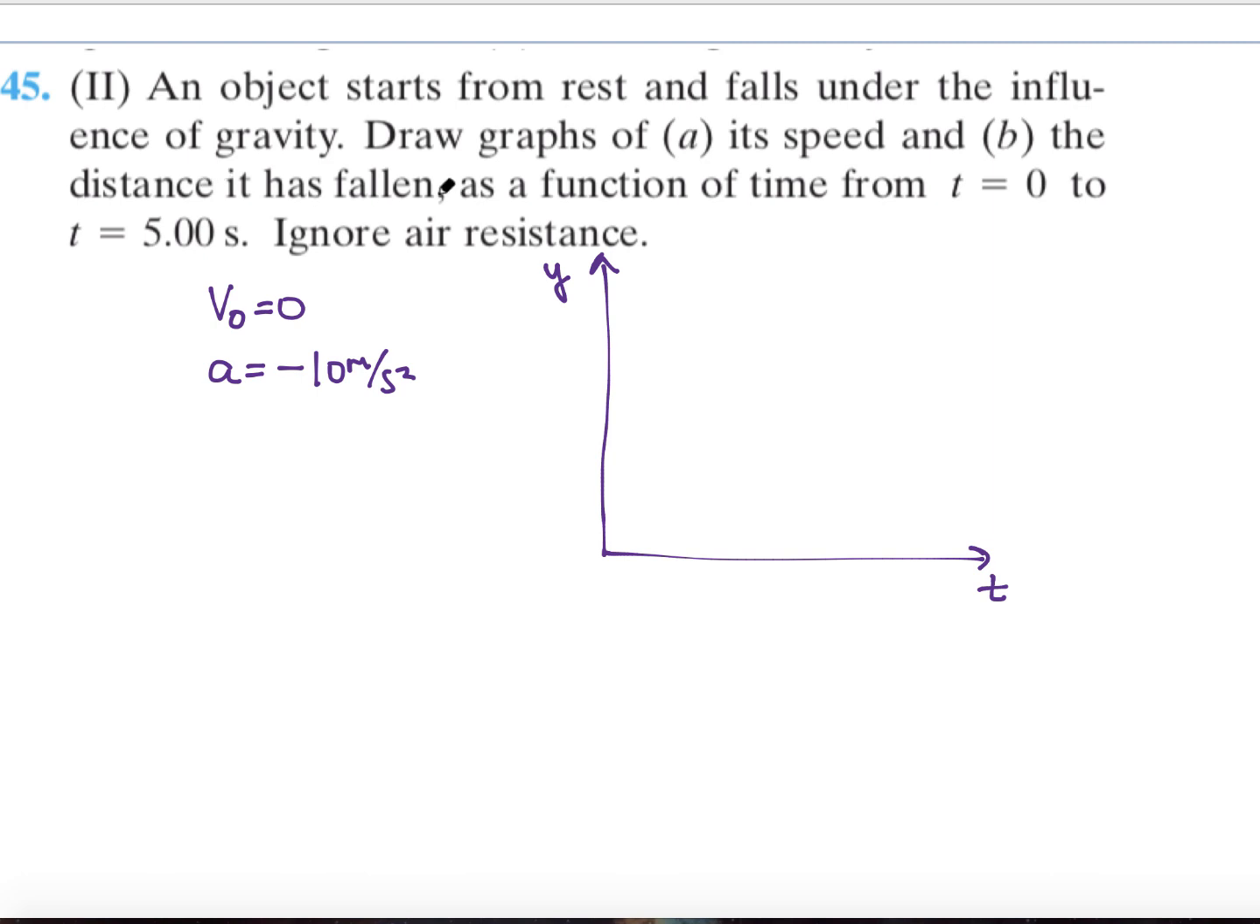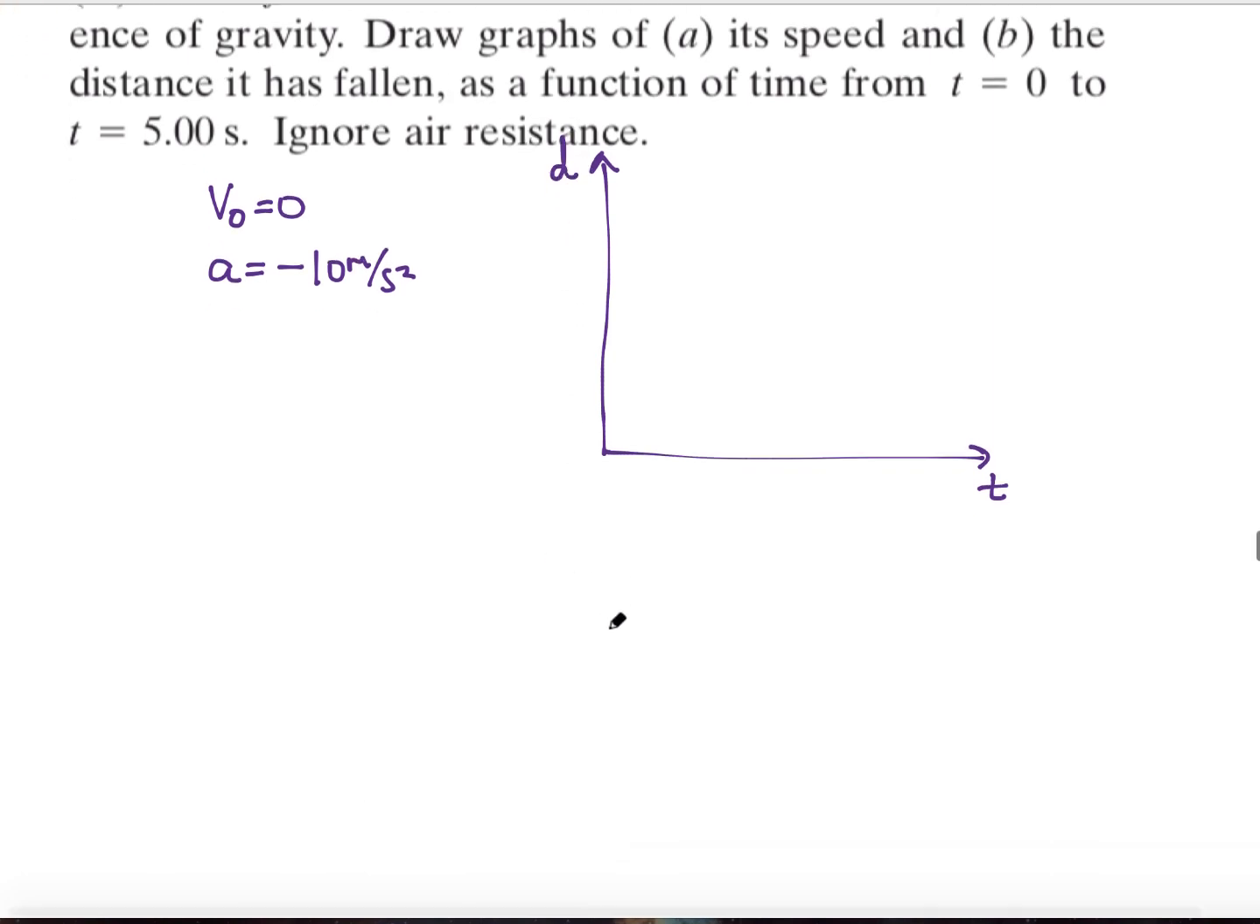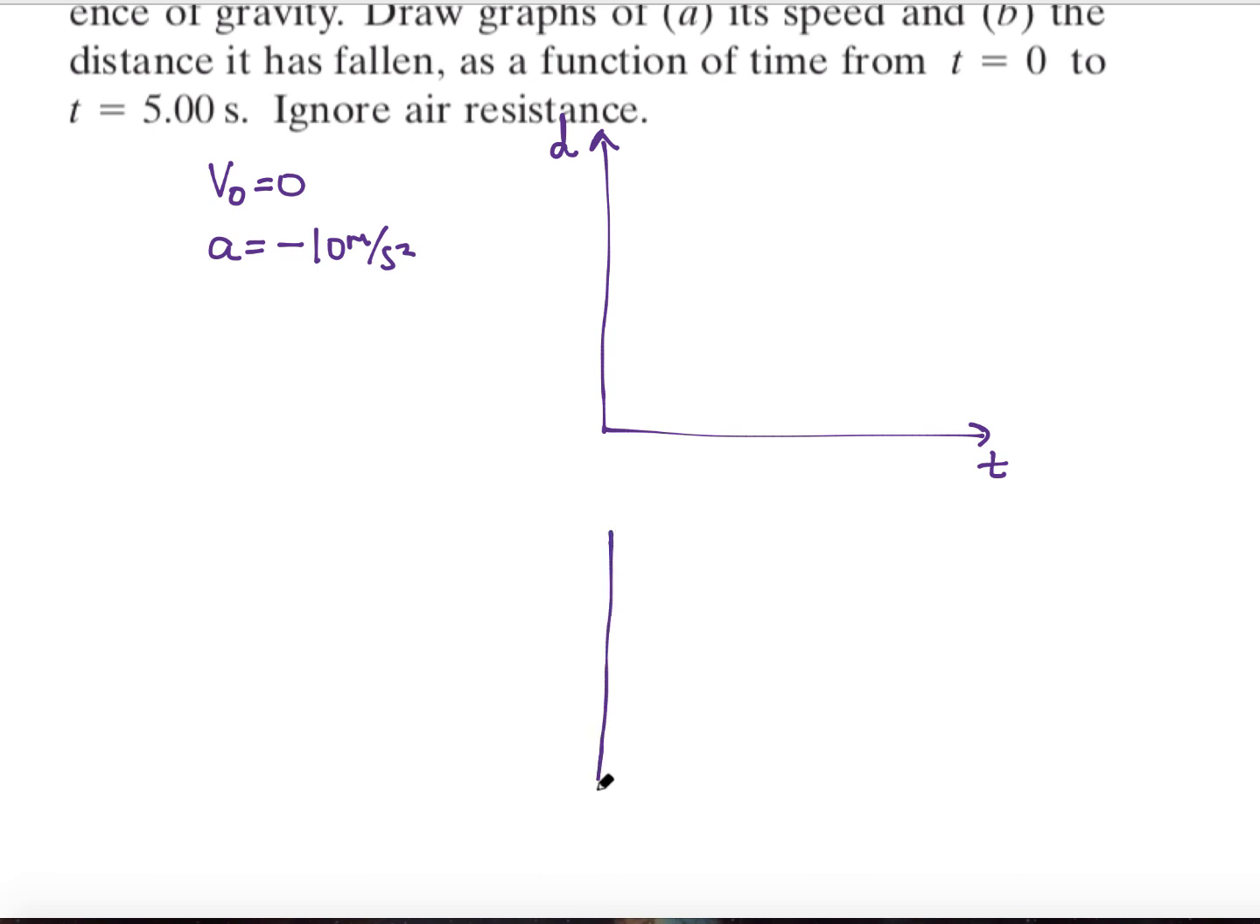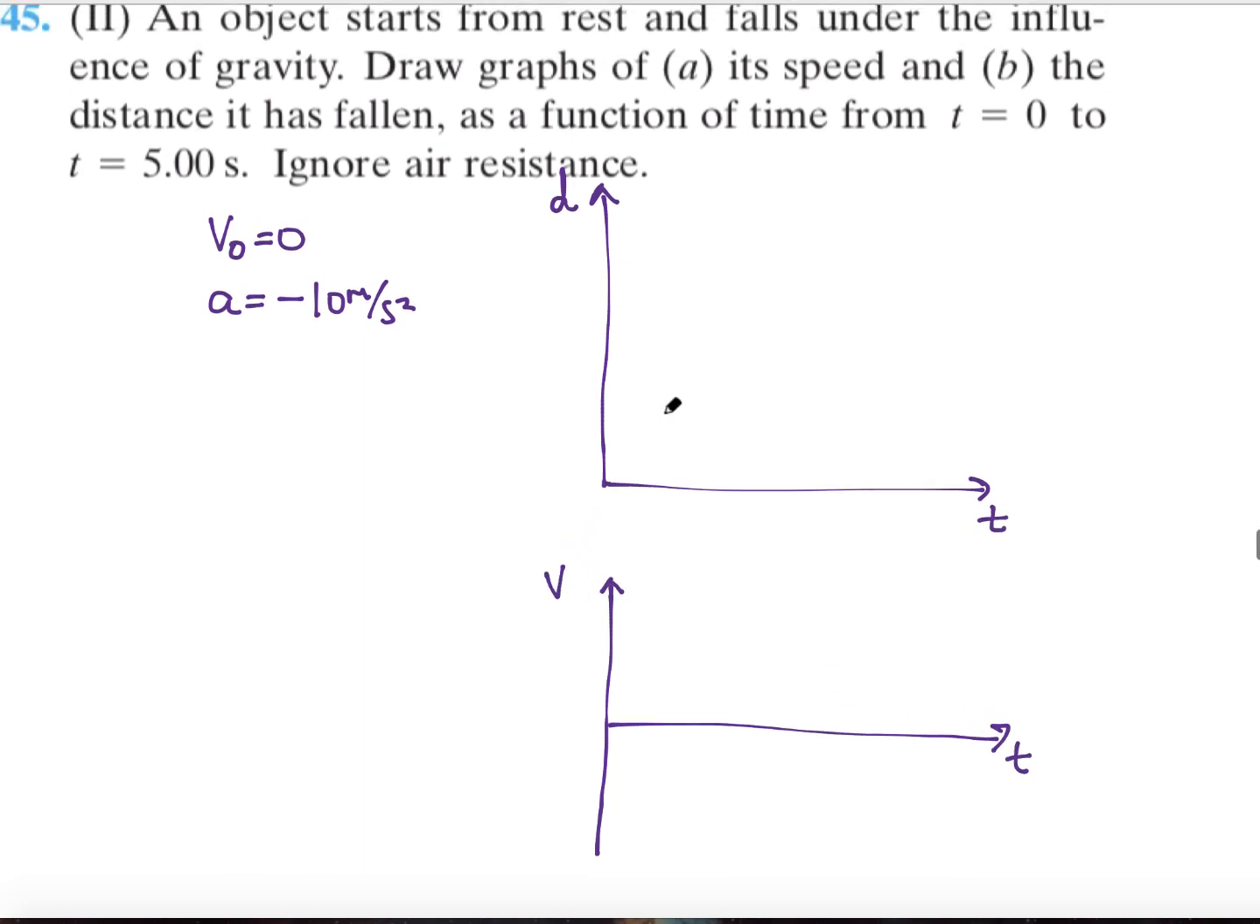So this is my, actually let's say distance, how about that? So this is my distance over time. And then below that, I'm going to do speed. So t, I'm just going to say v here for my speed.